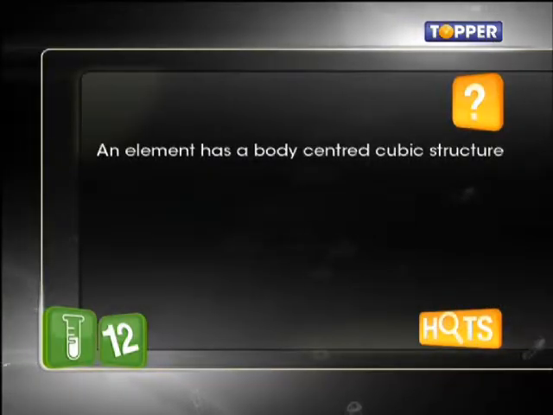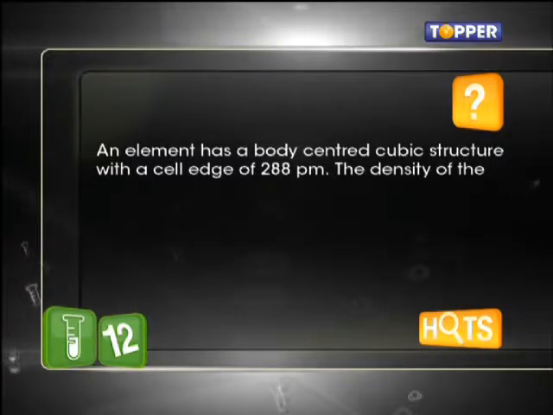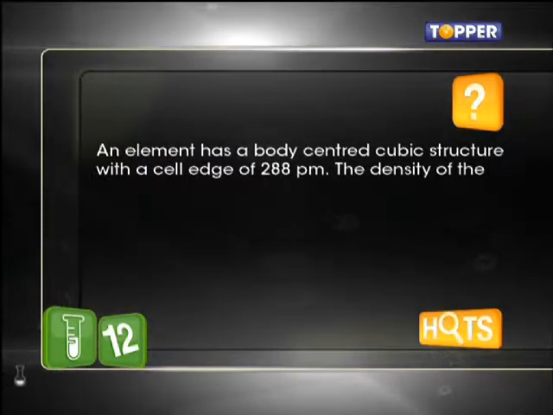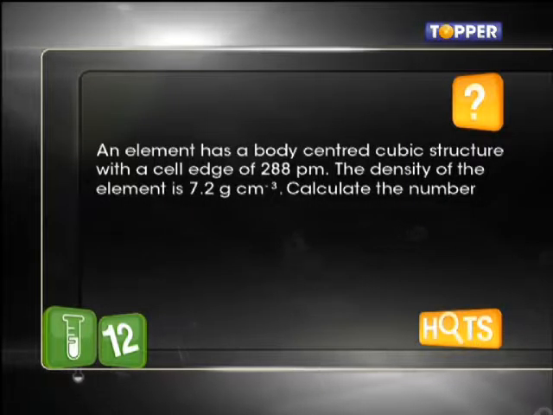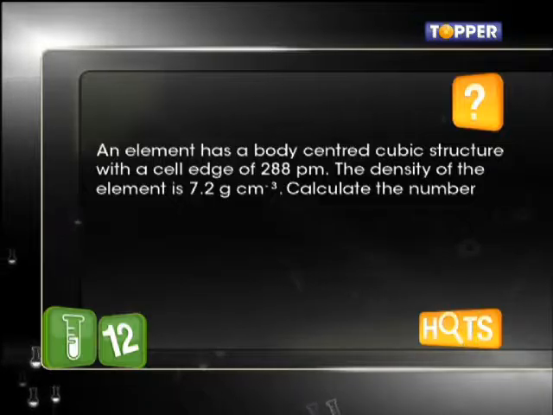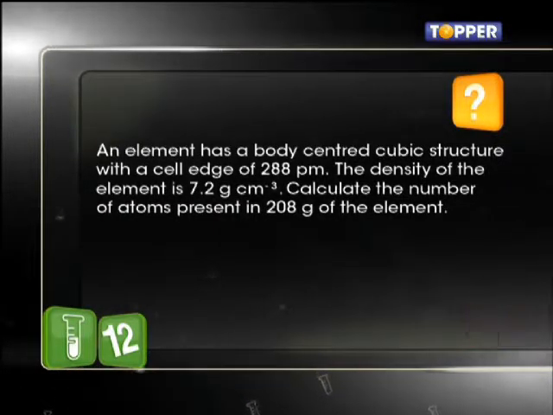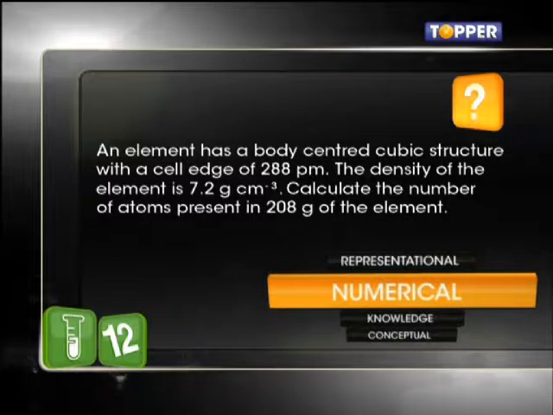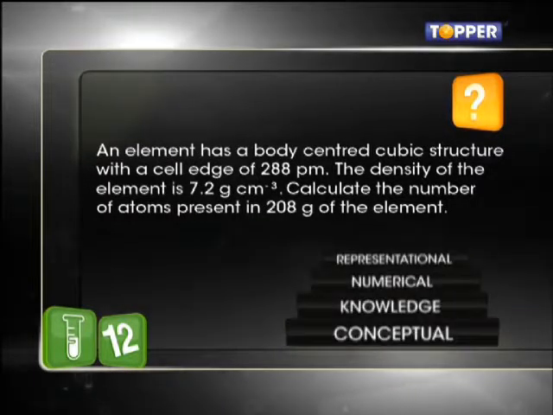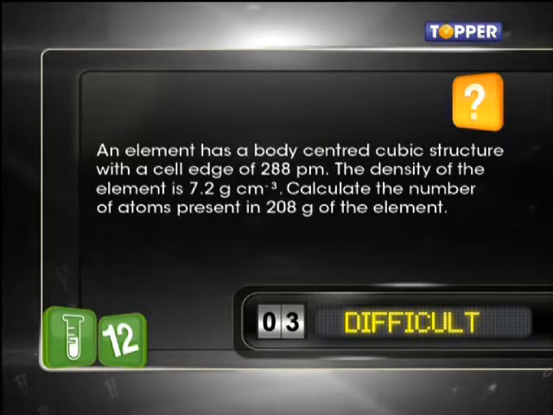An element has a body-centered cubic structure with a cell edge of 288 picometer. The density of the element is 7.2 grams per centimeter cube. So what will be the number of atoms present in 208 grams of the element? This numerical involves a clear understanding and knowledge of the relationship between the various terms in the density formula.